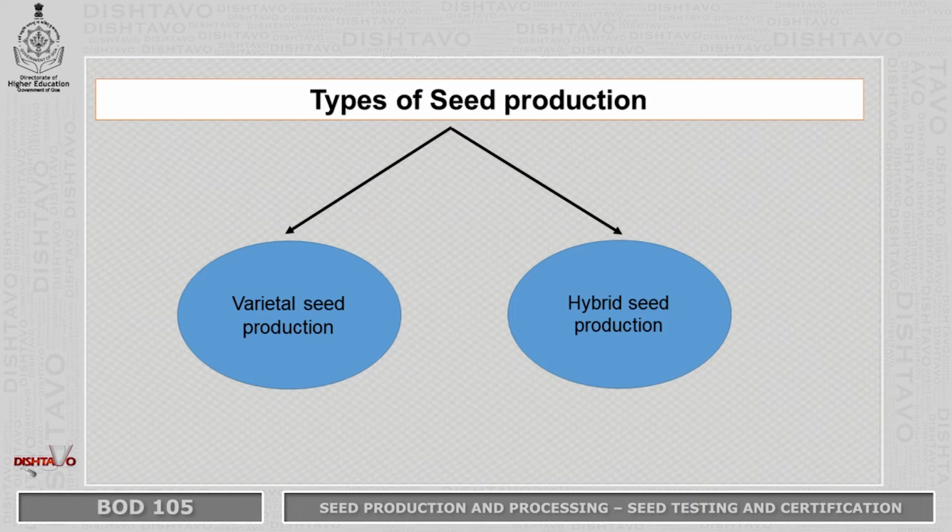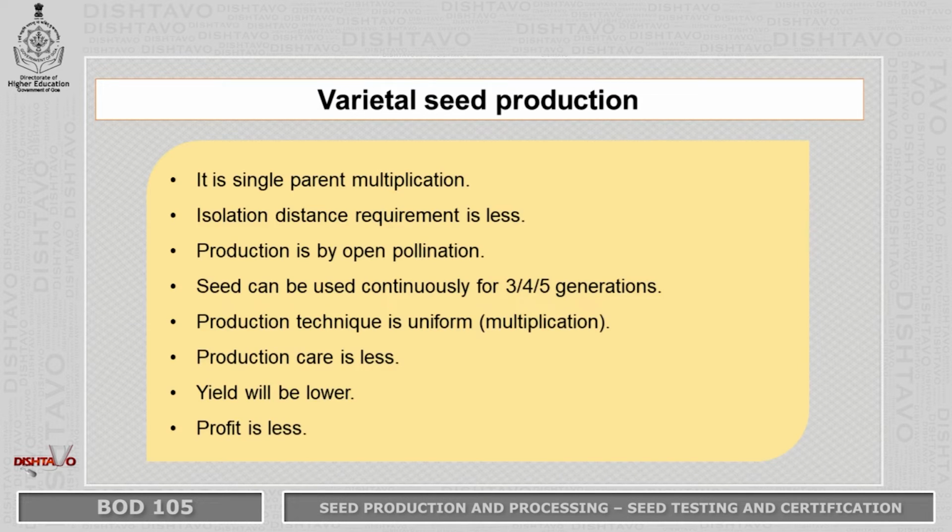Types of seed production. When a seed is being produced, there are two different types, that is varietal seed production and hybrid seed production. Varietal seed production includes single parent multiplication. Isolation distance requirement is less. Production is by open pollination. Seeds can be continuously used for 3, 4 or 5 generations also. Production technique is uniform, that is, it is open pollination. Production care is less, yield is lower, and profit is also less.